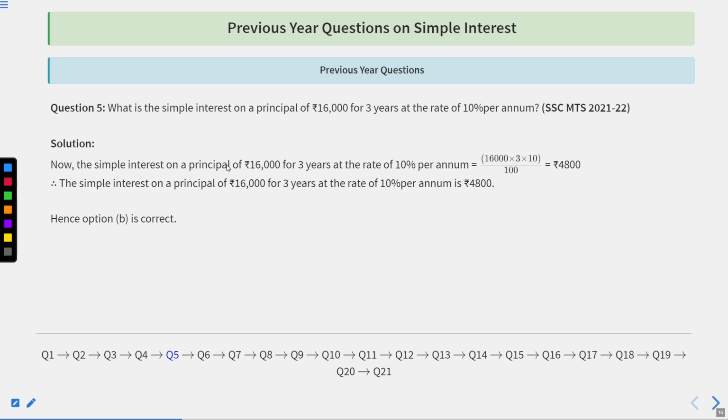Now, the simple interest on a principal of 16,000 rupees for 3 years at the rate of 10% per annum is equal to 16,000 into 3 into 10 upon 100, since simple interest is equal to PRT upon 100. So that formula is being used here. When you solve this, these two zeros get cancelled, and you will have 4,800 rupees. So the simple interest is 4,800 rupees. The option correct here is option B.